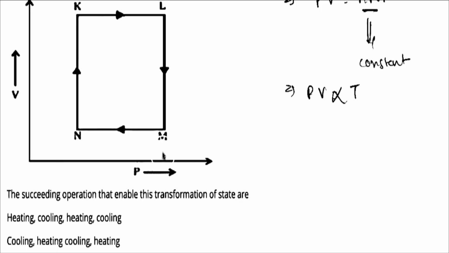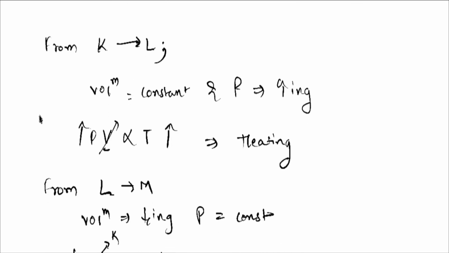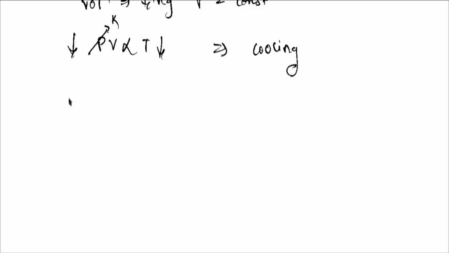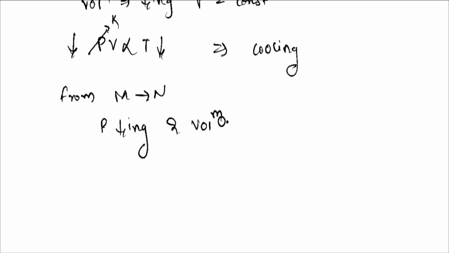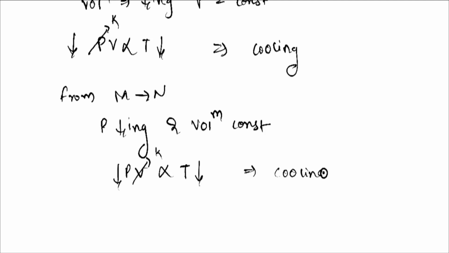Moving forward to the third transition, that is from M to N. M to N, what is happening? The pressure is decreasing, the volume is constant. I'll write down from M to N, pressure is decreasing and volume is constant. Again the same relation, PV directly proportional to temperature, where pressure is decreasing and volume is constant. So since pressure is decreasing, temperature is also going to decrease, right? Because there is a direct relationship. Hence we can say it is again cooling.